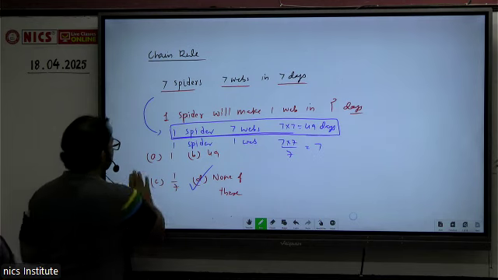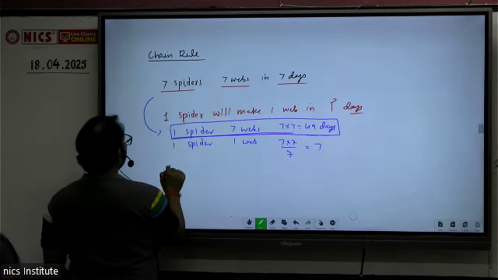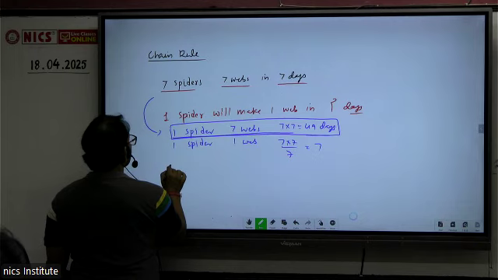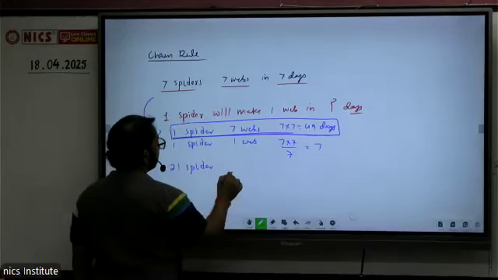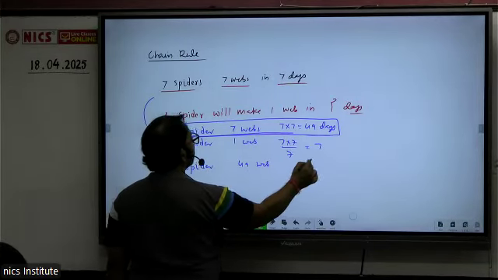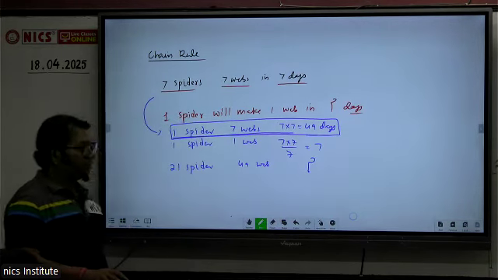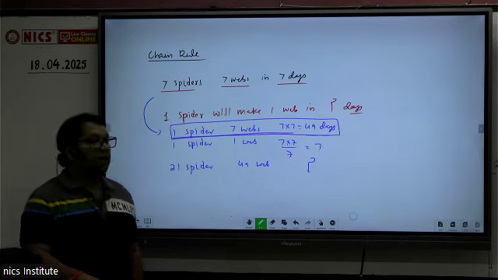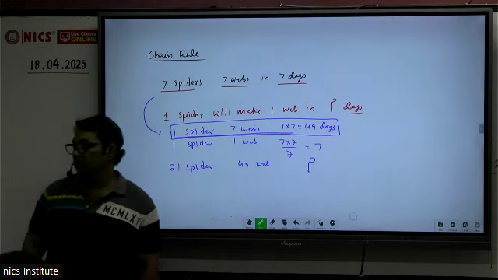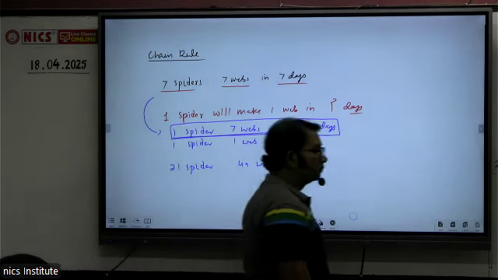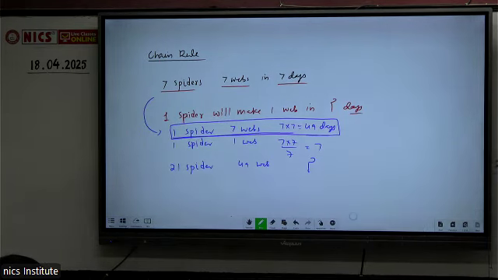Suppose in the same question you have this: find, 21 spiders will make say 49 webs in how many days? Answer this. 21 spiders will make 49 webs in how many days? So figure out the relation between any two variables, keeping one variable constant. The original thing has been given to you.